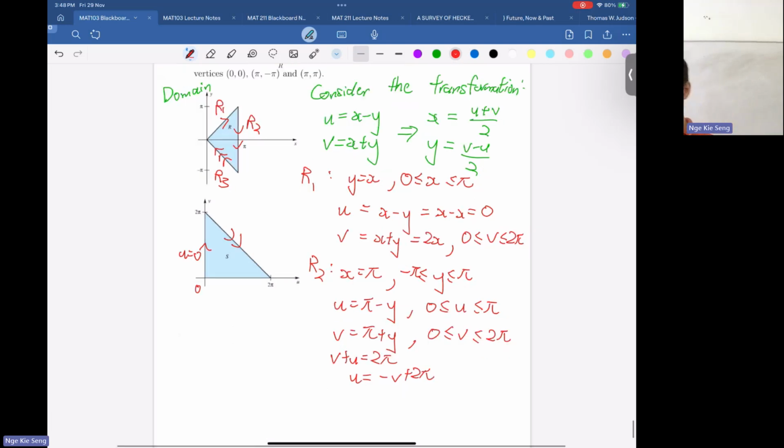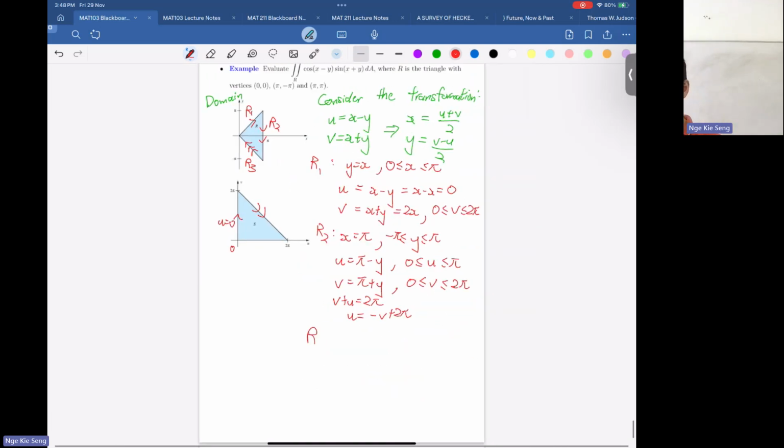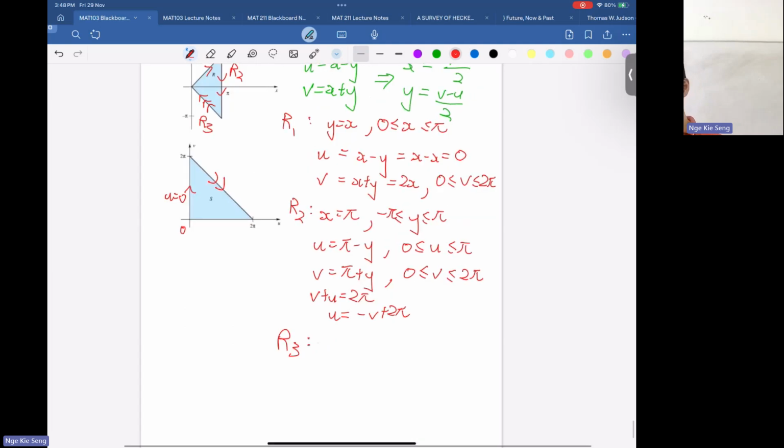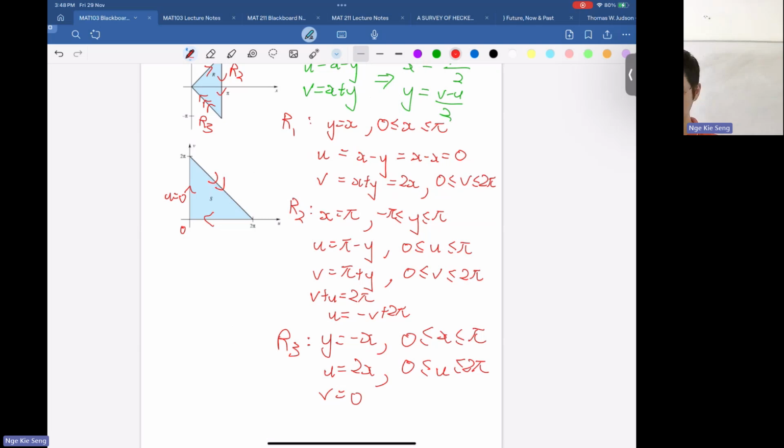How about the last one? The last one should be similar to R1. So R3 is just y equals minus x, where x is ranging from 0 to pi, and then you should check that u equals 2x, where u is ranging from 0 to 2 pi, and then v is just 0. Which is this.